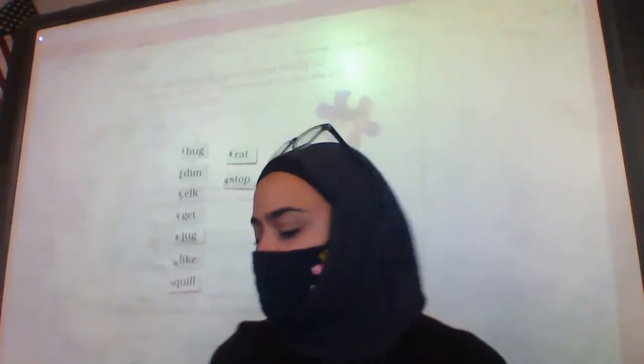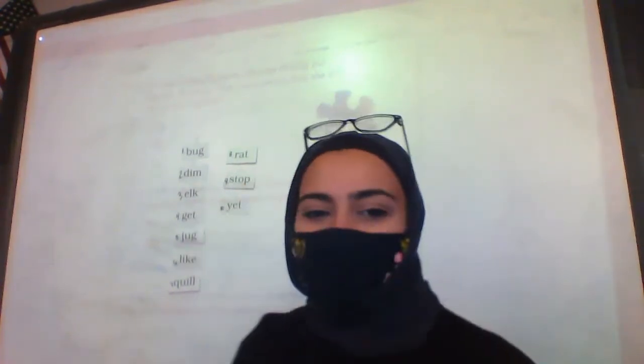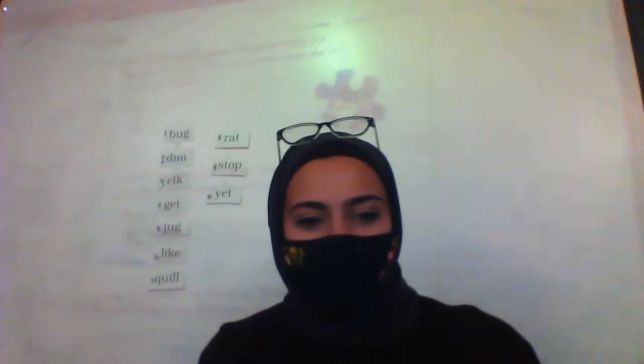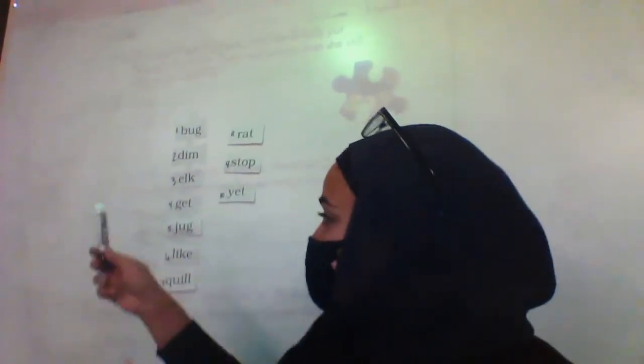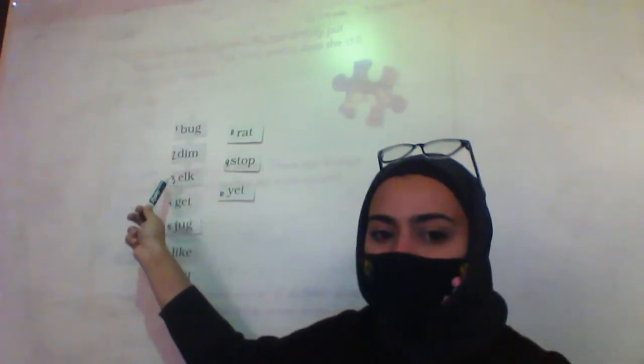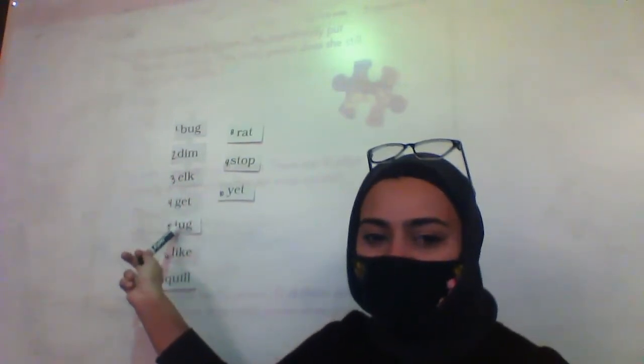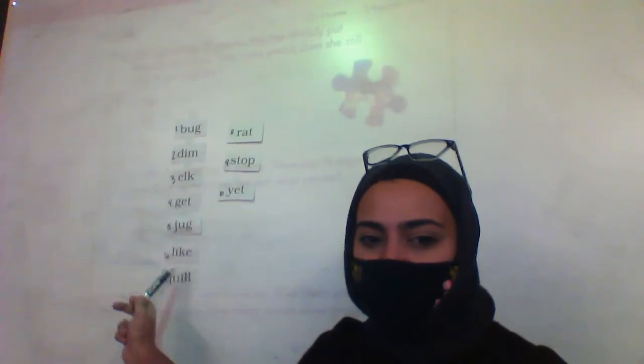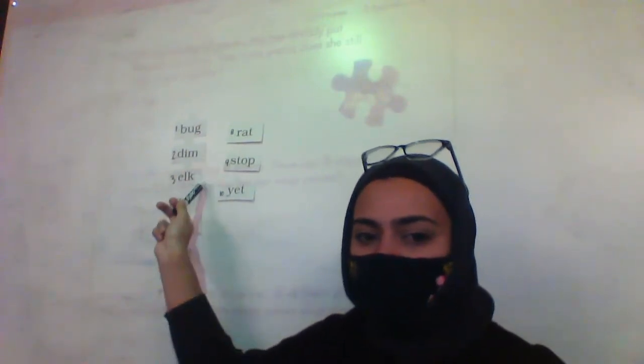Yet. Very good. Yet. So I'm going to read these words in order just to make sure you have them in the right order. It should be in the order like this. Bug, dim, elk, get, jug, like, quail, rat, stop, yet. Very good. Your paper should look like mine.